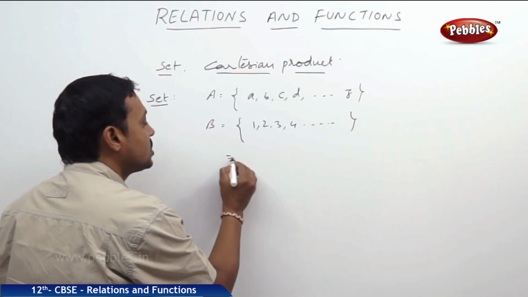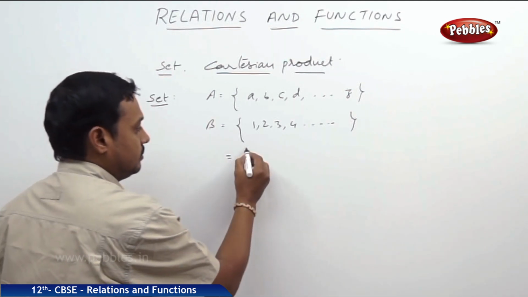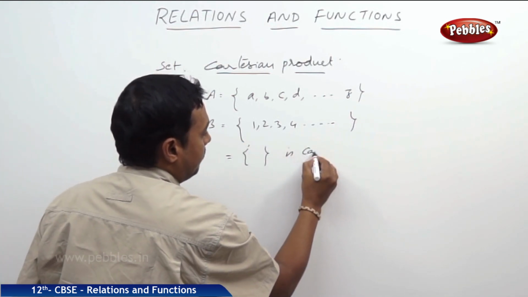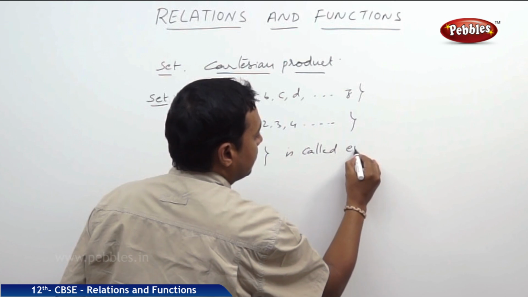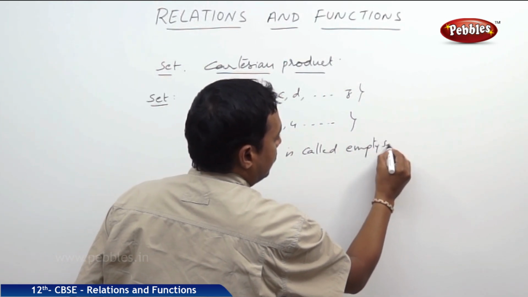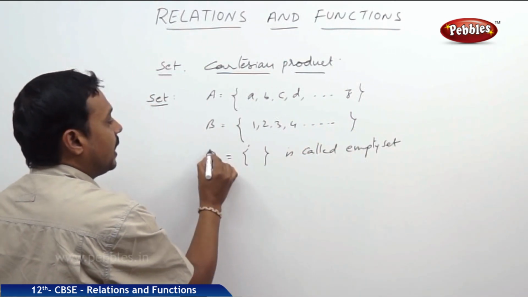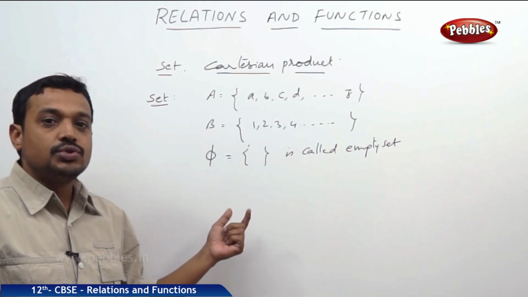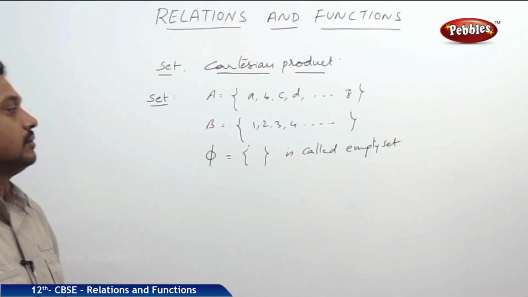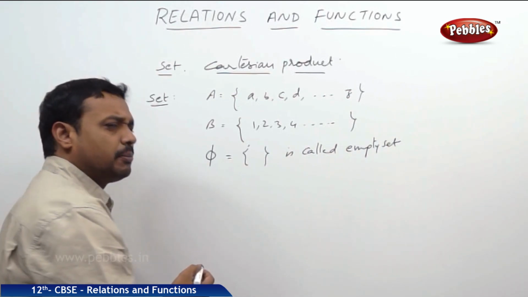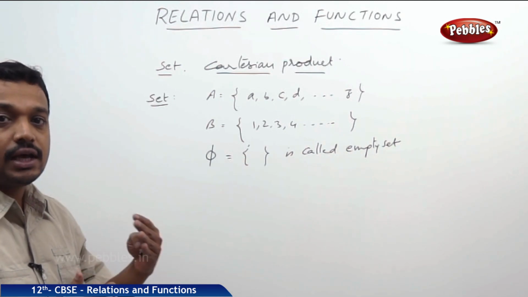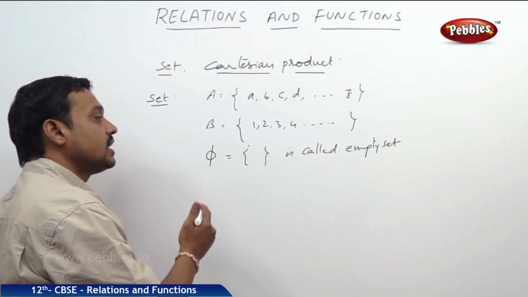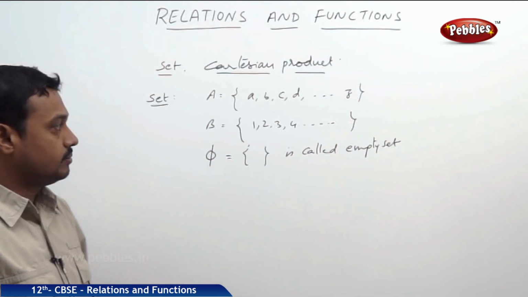And a set which does not contain any element is called an empty set. Usually it is denoted by φ. A set which is not empty is called a non-empty set. That means the set may contain either a finite number of elements or an infinite number of elements. Then that is called a non-empty set.